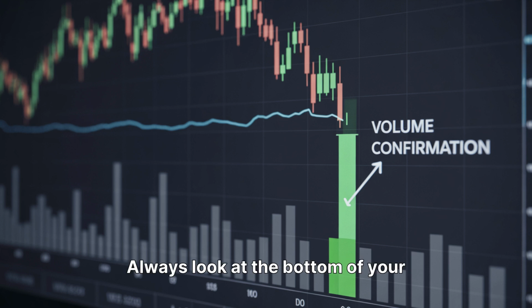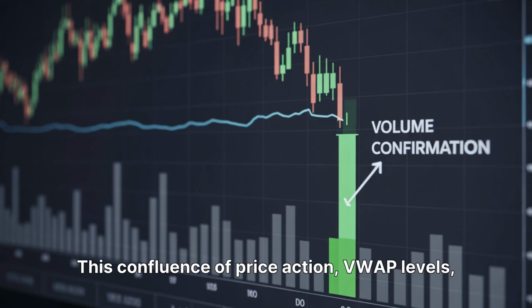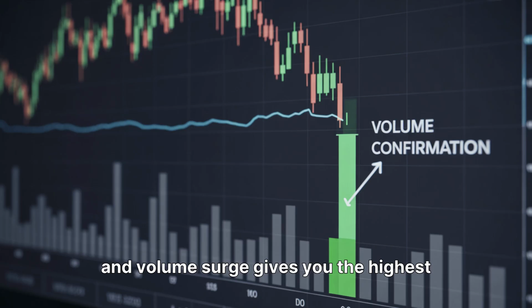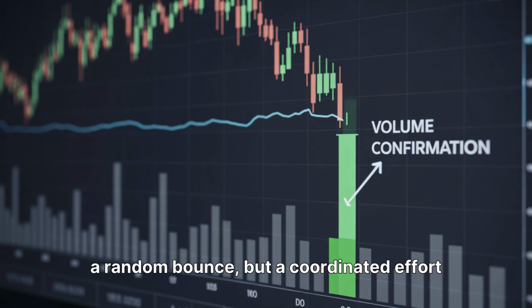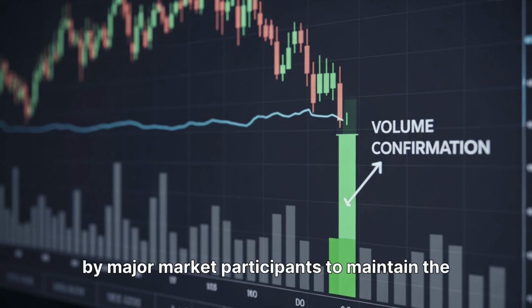Always look at the bottom of your chart. You want to see the big bars appearing as the price reacts to the VWAP. This confluence of price action, VWAP levels, and volume surge gives you the highest probability trades possible. It shows that you aren't just seeing a random bounce, but a coordinated effort by major market participants to maintain the current trend.